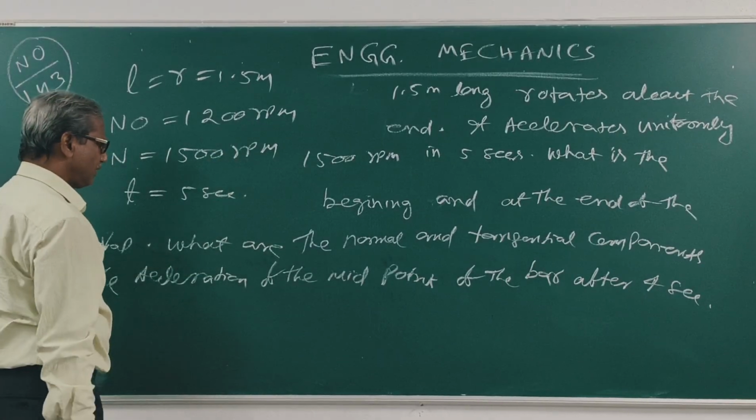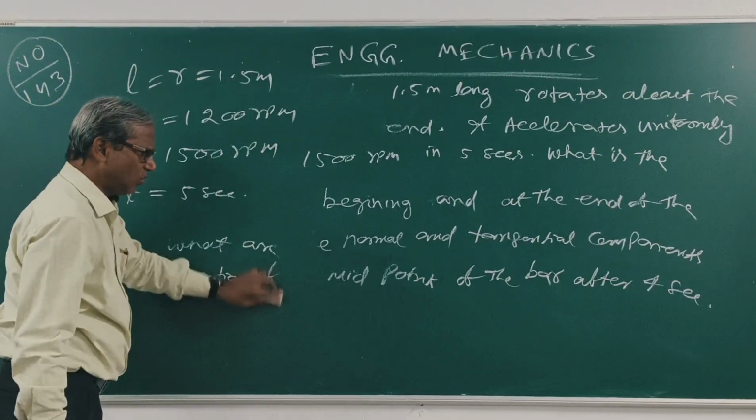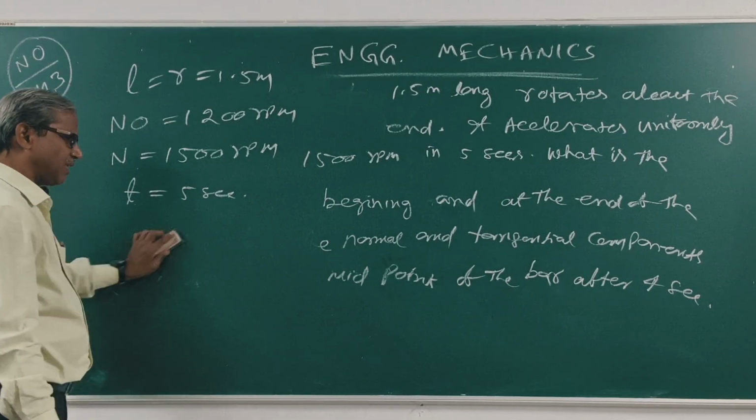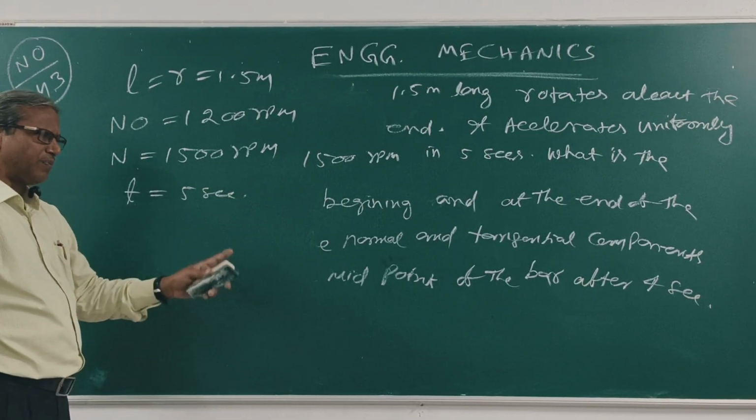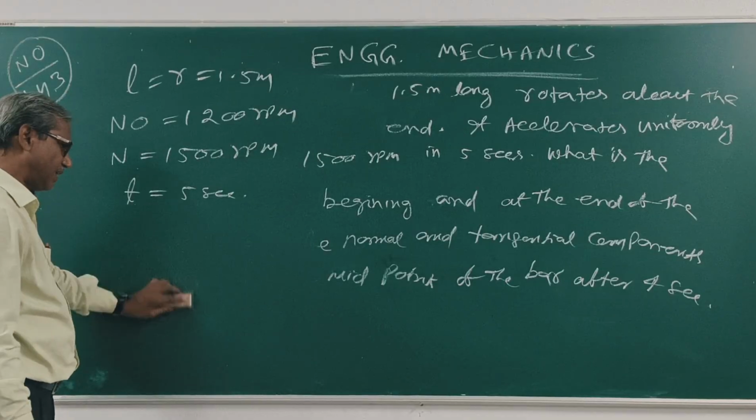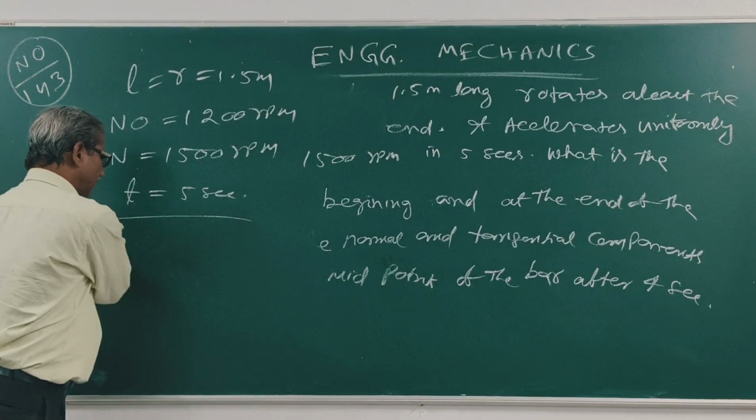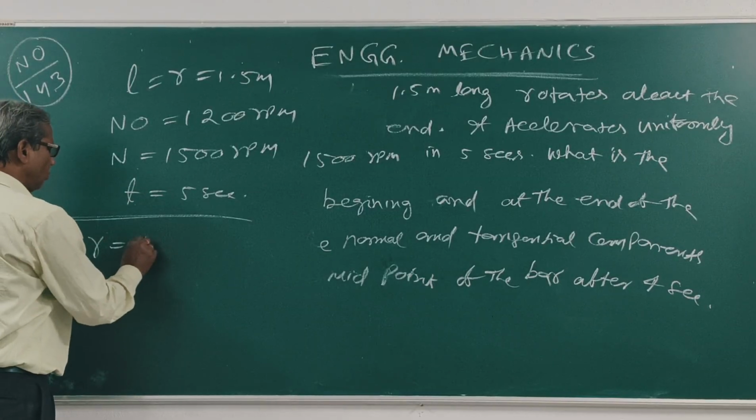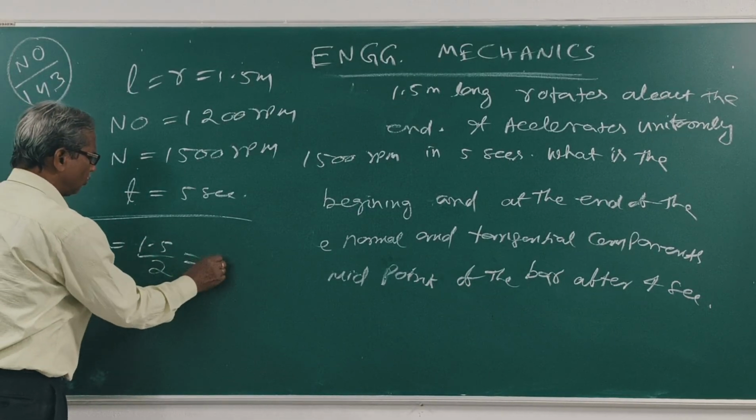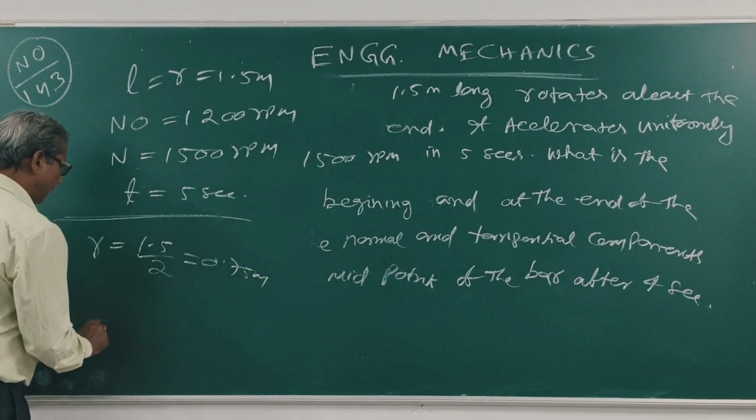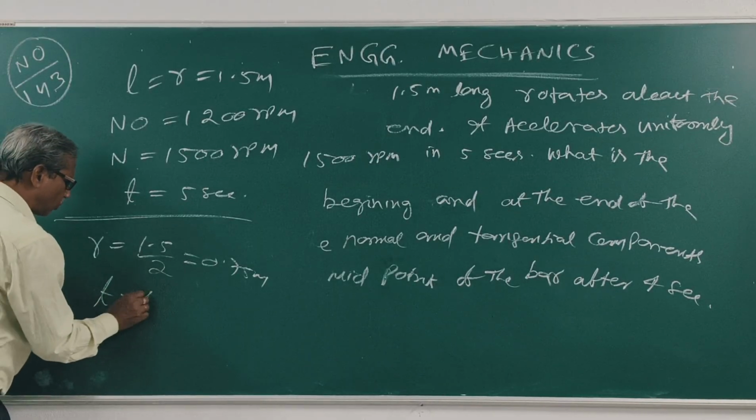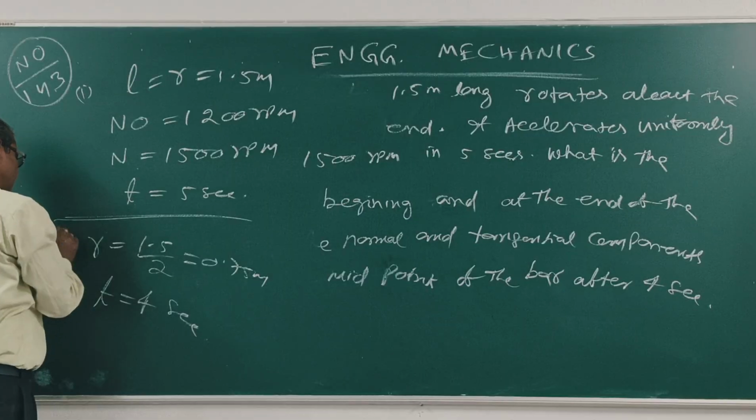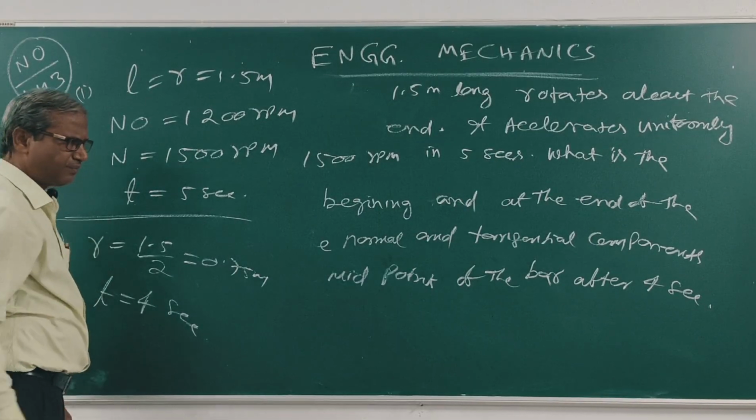Then I will find the normal and tangential components of the acceleration at the midpoint of the bar after 4 seconds. For the midpoint of the bar, r is equal to 1.5 by 2, 0.75 meter, and t is equal to 4 seconds. This is the first portion, this is the second portion.